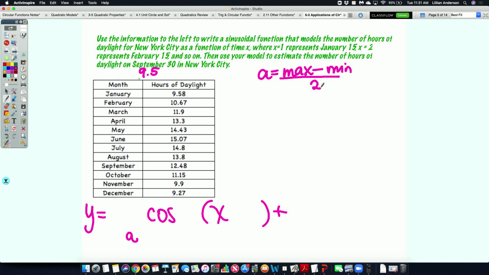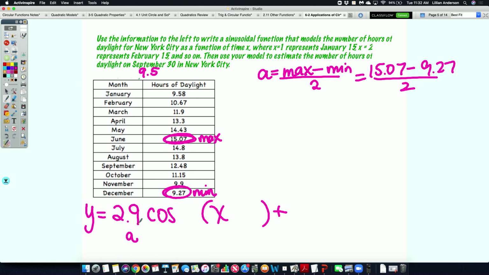Looking at your hours, what's the largest number of hours of daylight? 15.07. So that's my max. What's my smallest amount of hours? 9.27. So those are the numbers that I'm going to use to find my A. So I'm going to have to do 15.07 minus 9.27 divided by 2 to get my A. What'd you get? 2.9. I'm 1/4 of the way done.